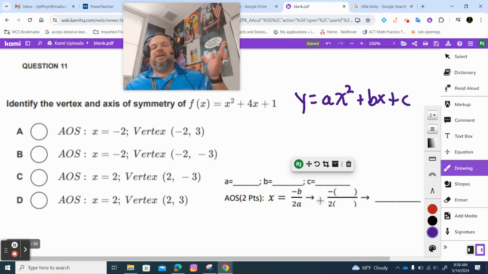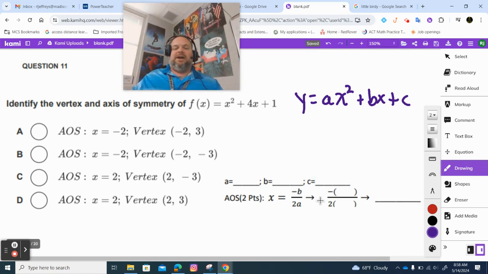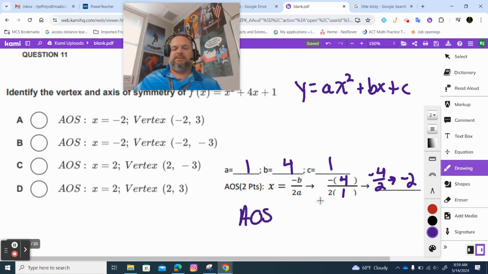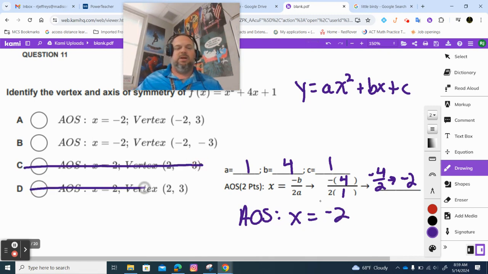So it's set up like this. Our A value is 1, our B value is 4, our C value is 1. We plug this into this formula, negative B over 2A. Negative 4 over 2, we get negative 2. So we know that our AOS is x equals negative 2, just from this right here. So these two are gone.